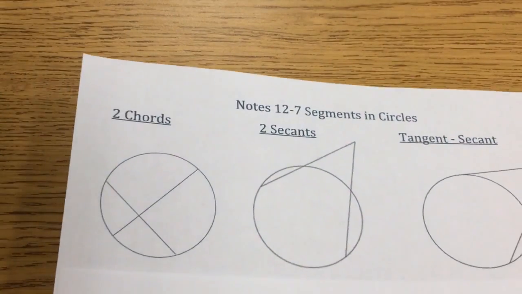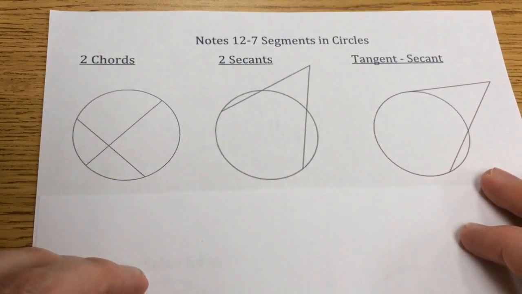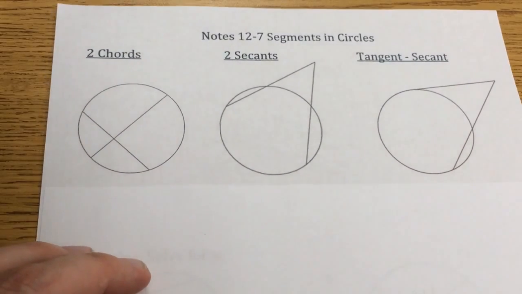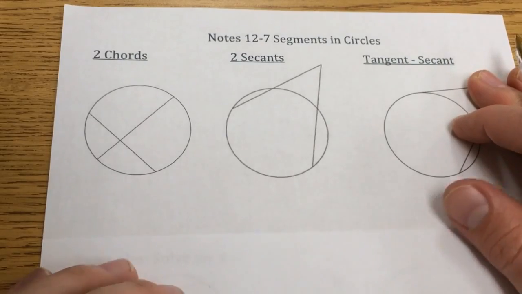And it is your final edition of Circle Notes. Notes titled 12-7, Segments in Circles. Let's get started. We have three more relationships we're going to talk about with segments and circles.